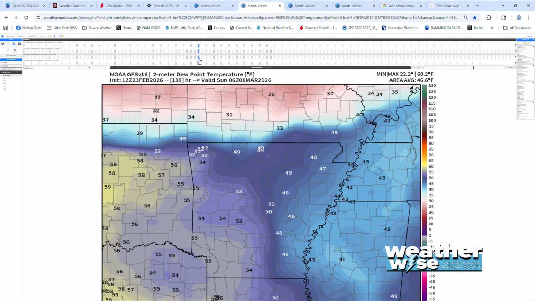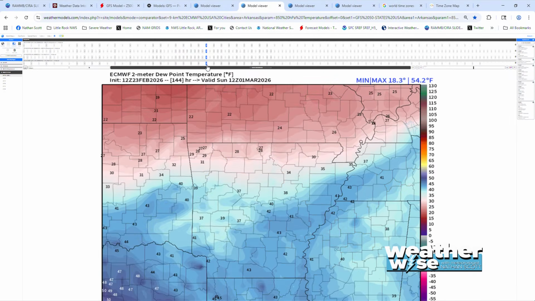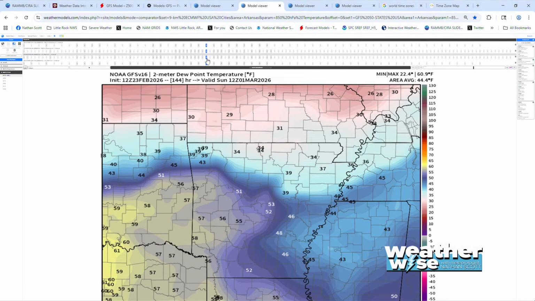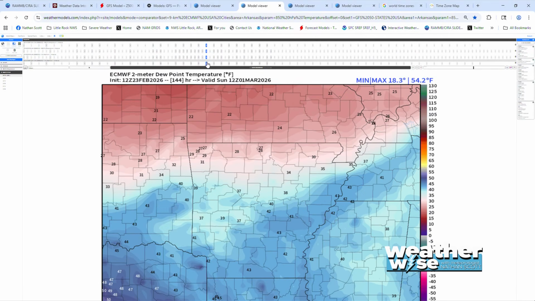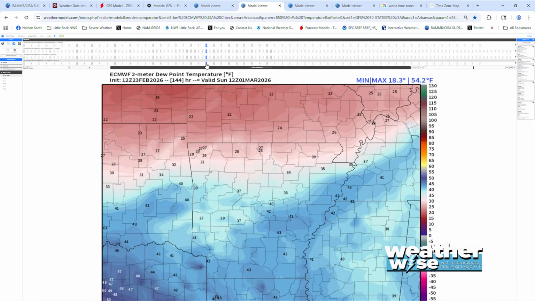I look at the dew points. So it's the dew points on Sunday. Really cold air into North Arkansas, according to the GFS and the European. So European has a lot more dry air in Missouri and also into Arkansas versus the GFS.